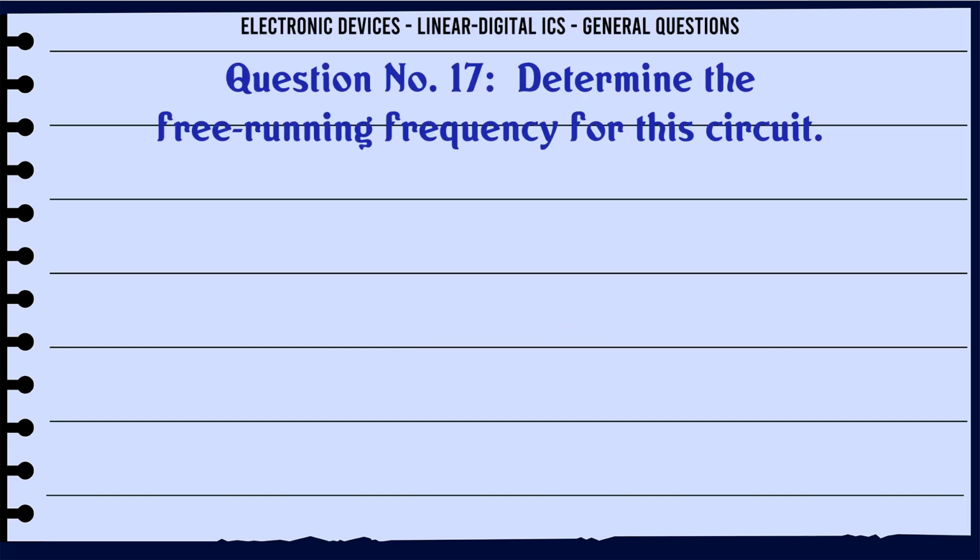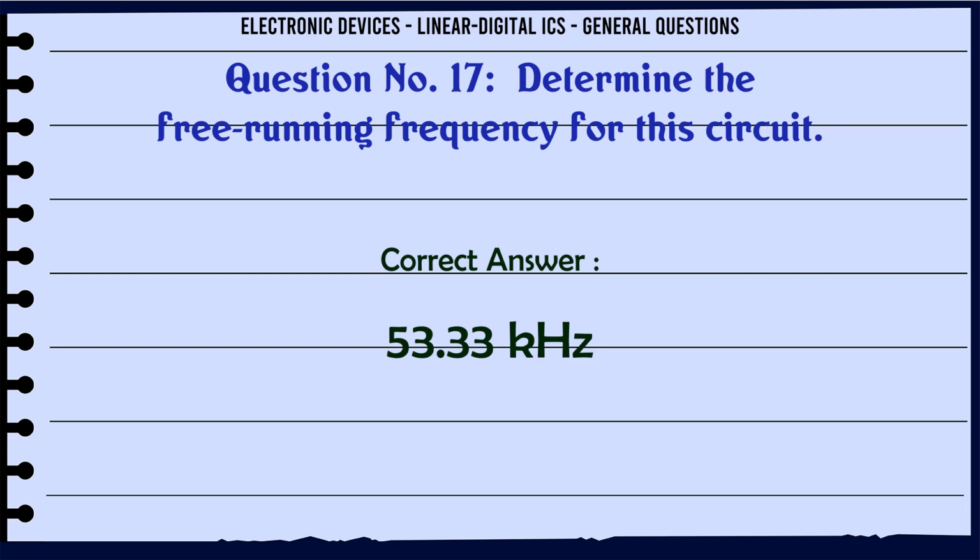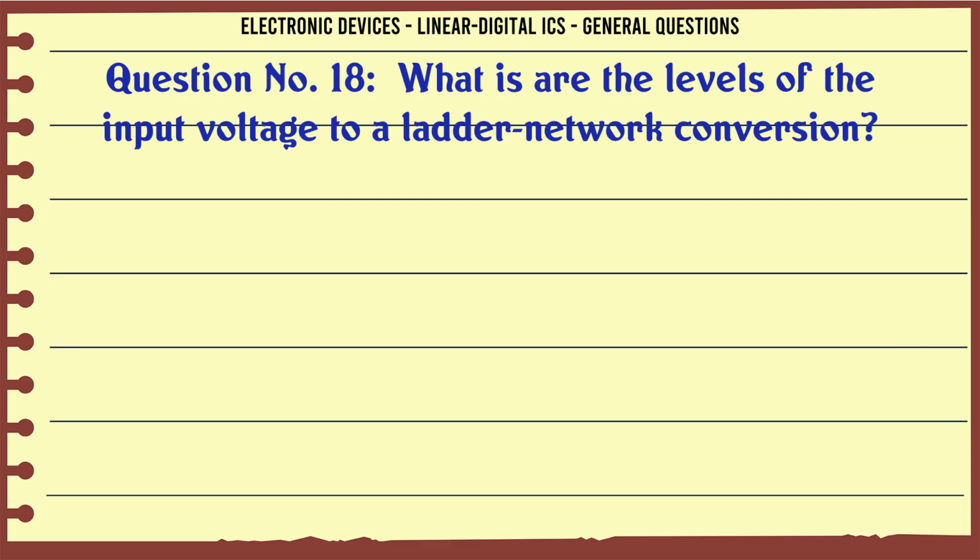Determine the free running frequency for this circuit. A. 32.5 kHz, B. 53.33 kHz, C. 533.3 kHz, D. 5.3 MHz. The correct answer is 53.33 kHz.